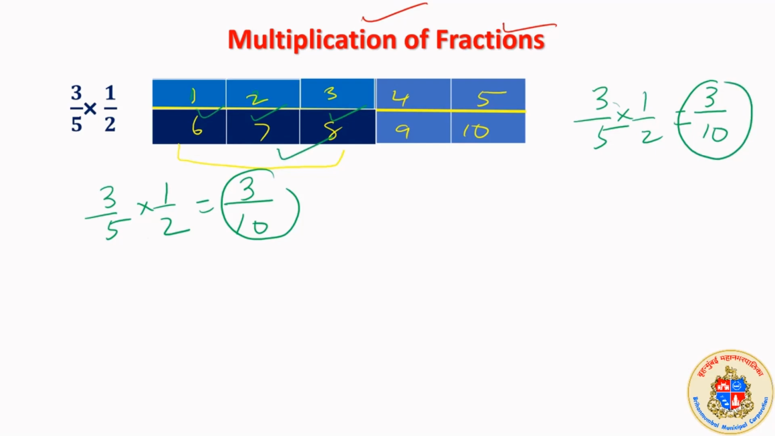Multiply numerator with numerator and write the product, and multiply denominator with denominator and write the product. Understood? Simply multiply. You are not bothered about what is denominator, what is numerator. For example, 3 upon 4 into 4 upon 2. You will simply multiply and write: 3 4s are 12, 4 2s are 8. Simply multiply and write.